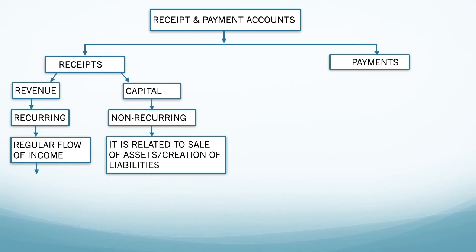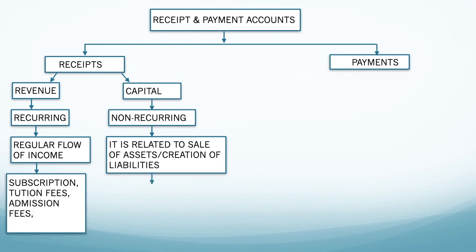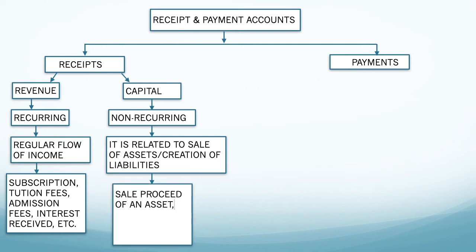So in that case, if you see the examples, like subscription, tuition fees, admission fees, interest received, this is a regular course of income which the organization and association is going to receive regularly. So this will be transferred to the income side of an income and expenditure account. Whereas capital receipts, like sale proceeds of an asset, that is selling price, endowment fund, special fund. Now you have sold an asset, so it will be minus from the assets. An endowment fund and special fund has been created, so your liability has been created, so it will be transferred to the liability. So that means capital receipts will be recorded in the balance sheet.